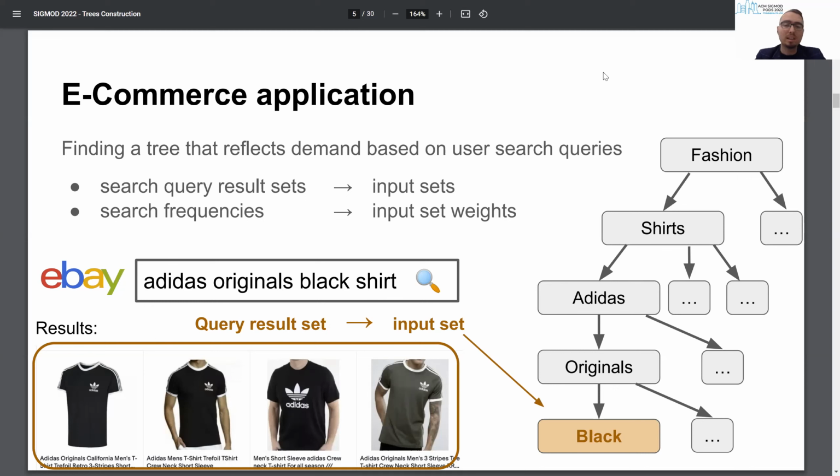Here you can see an example of the Adidas Originals black shirt query, and here is the result set. You can see what we expect to have in the tree: a fashion category, and under fashion we have shirts, then Adidas Originals, which is a collection, and then the color black. This is one possible tree. Of course, we can have many other possible trees, but this is one very logical possibility.